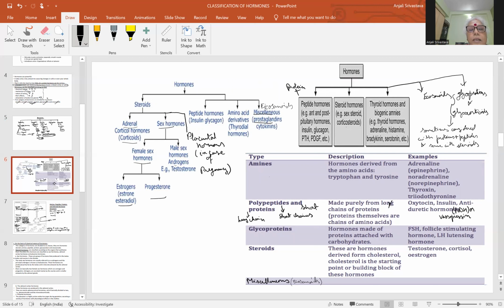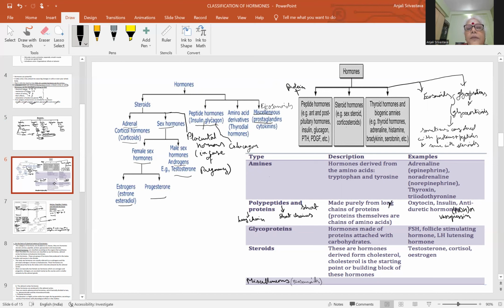Male sex hormones are androgens, and the main type of androgen is testosterone. Then protein and peptide hormones: the peptide hormones are short chains. An example is glucagon. Earlier I said glycogen, which is not correct here. The hormone is glucagon, secreted by the pancreas. We saw this in the last class.